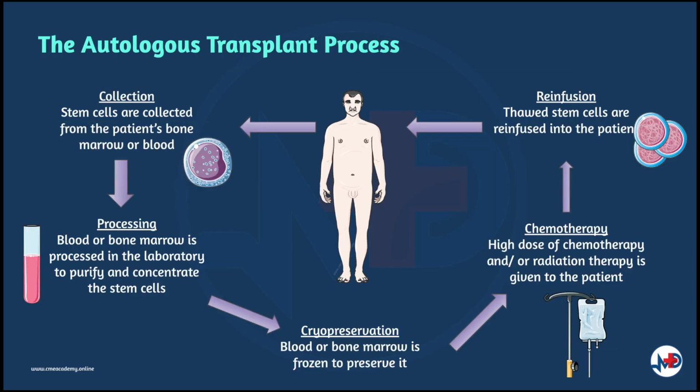This image illustrates the process of autologous transplantation. We begin with stem cells which are collected from the patient's bone marrow or blood. The bone marrow or blood is processed in the lab to purify and concentrate the stem cells. Blood or bone marrow is frozen to preserve it. A high dose of chemotherapy and/or radiation therapy is given to the patient. And finally, the thawed stem cells are reinfused into the patient.